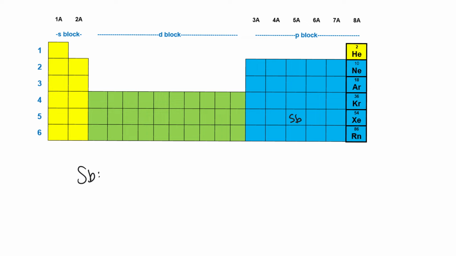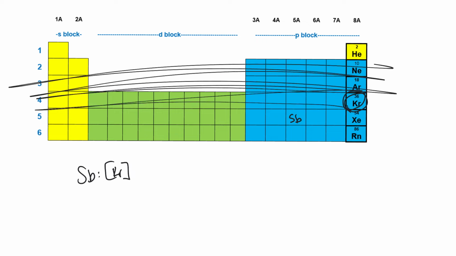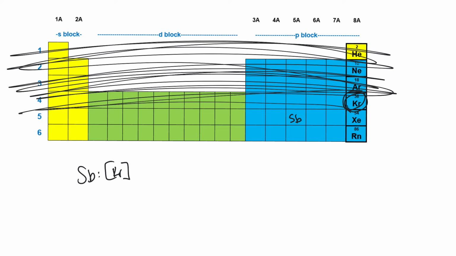We're going to write out the noble gas configuration. I'm only going to write the noble gas configuration, not the longhand first. So I'm going to look at the noble gas that comes right before antimony, which in this case is krypton. In brackets, I'm going to write krypton. This covers everything prior to krypton, so I don't have to write out anything else. All I have to do is start in the row that antimony is in, which is the 5th row.